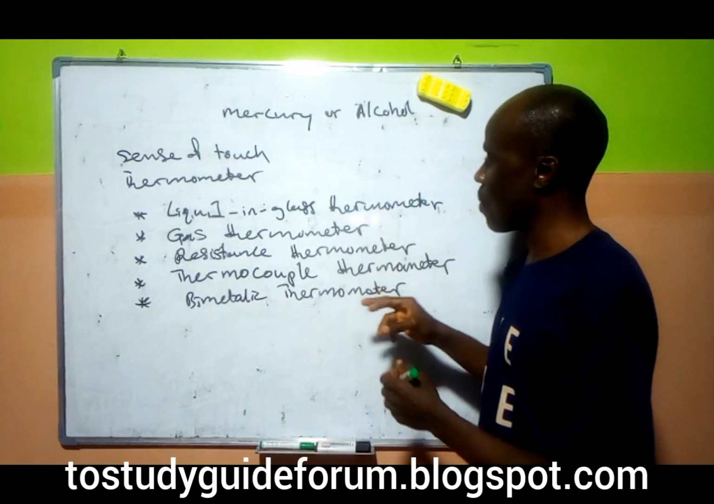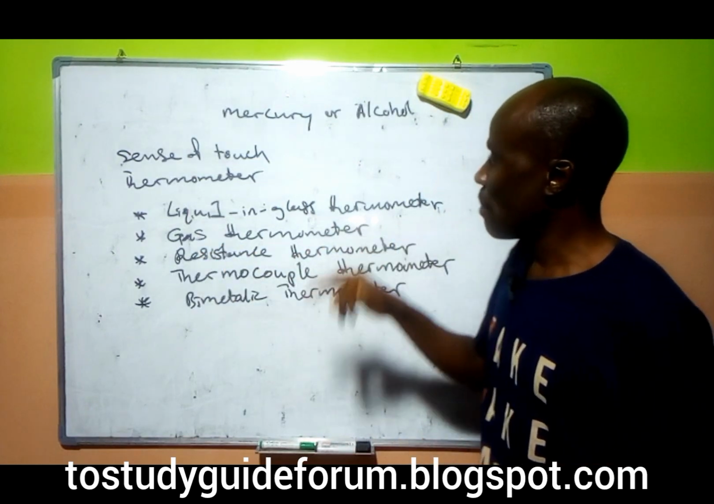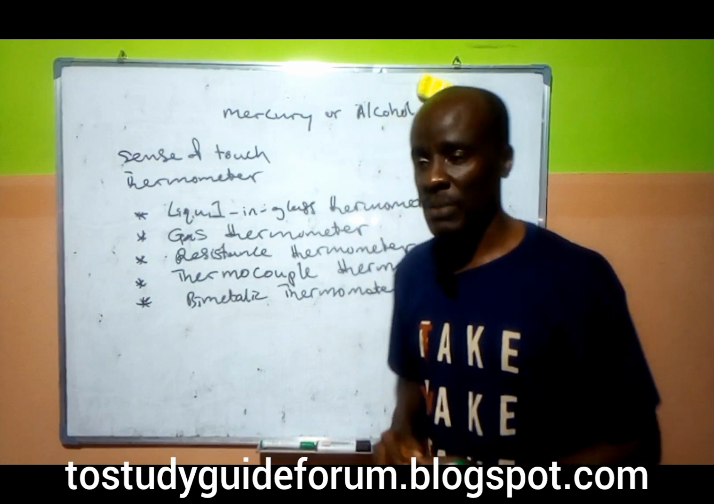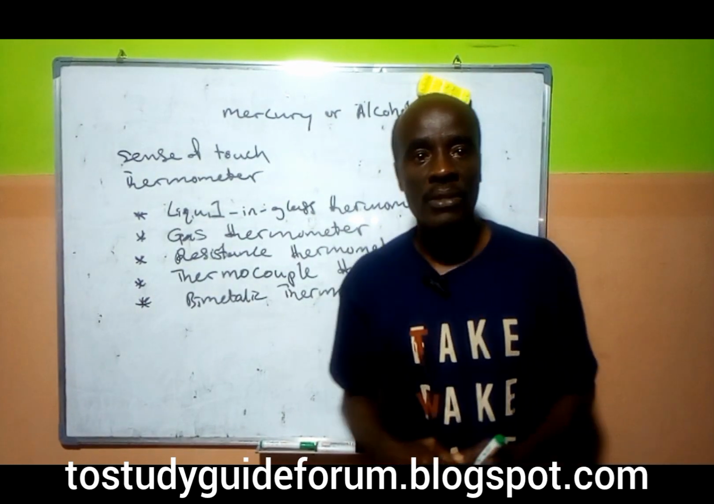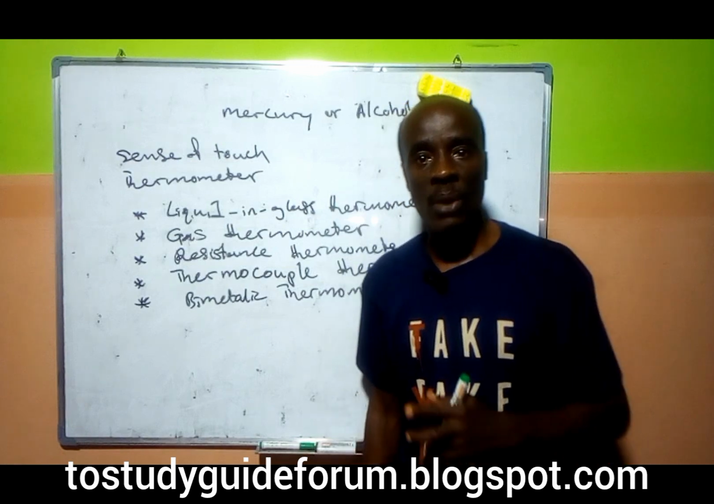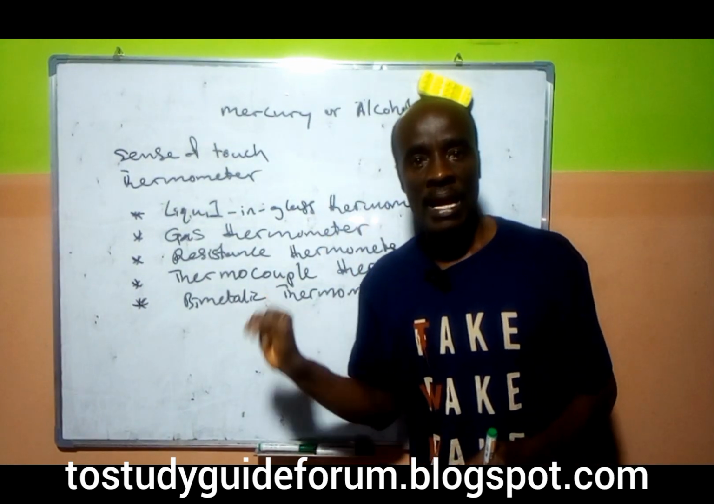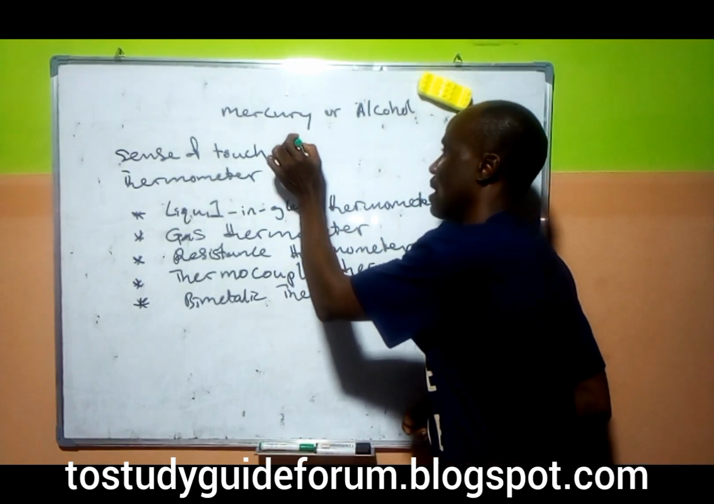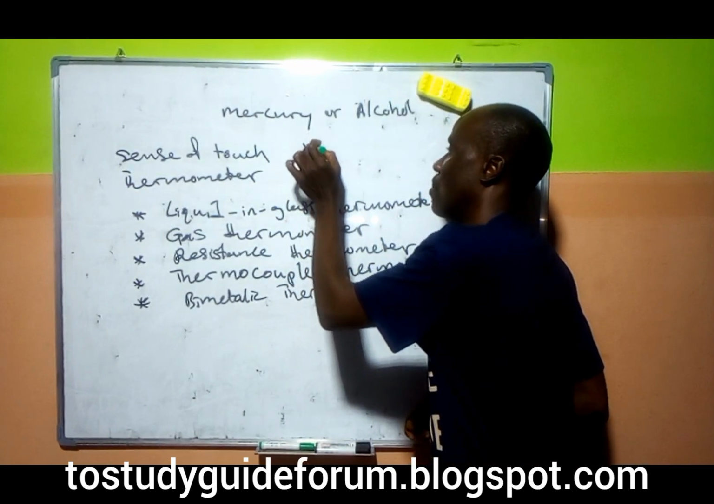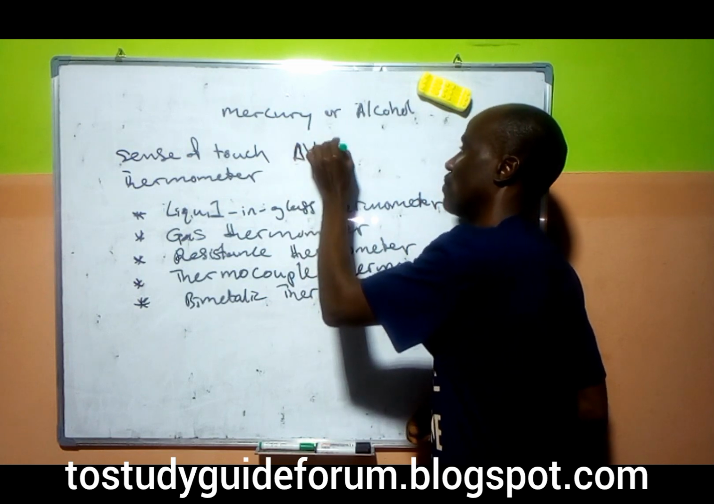Now, for the gas thermometer, the thermometric substance we have here is gas. The physical property that we use in ascertaining the best gas that we're going to use is the ability of gas to expand, the change in volume with what?